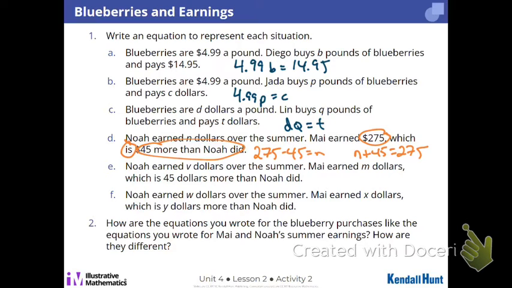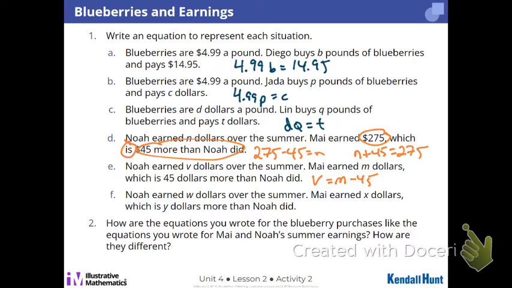All right, Meredith. V equals n minus 45. V equals N minus 45. So Noah earned N dollars. No, he earned $V. They changed the variables. He earned V dollars, which would be like the 275. This would have to be plus 45, I believe.